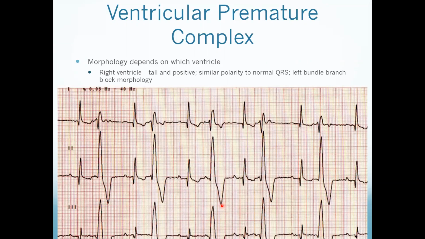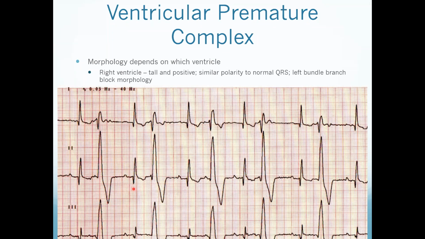Again, the morphology that we're going to see is going to be very variable depending on what ventricle the abnormal complex is arising from. So when we have VPCs arising from the right ventricle, then we're going to get a tall and positive appearance of the abnormal QRS in lead 2.